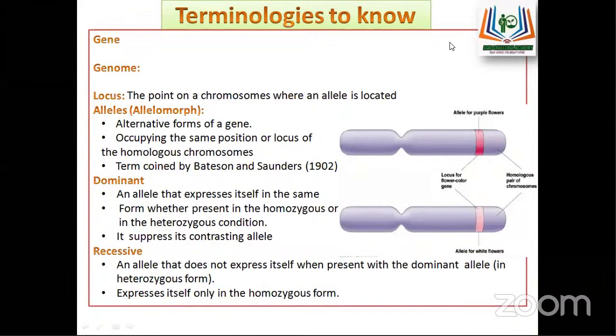Any idea what a genome is? Complete set of genes present in an individual. Yes, the complete set of genes that is present in a haploid individual is called the genome. Because whatever genes we carry are present in two sets in a diploid organism. So whenever we talk about the genome, that is the complete set of genes present in the haploid set.